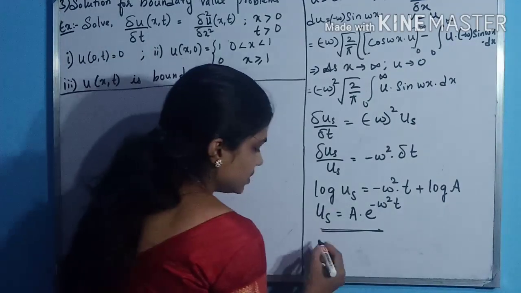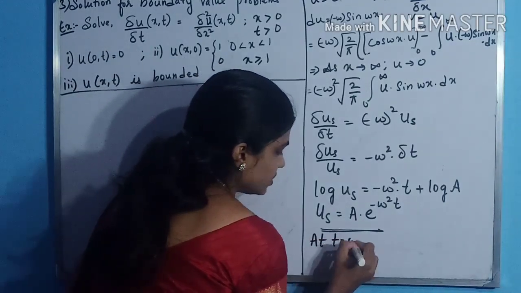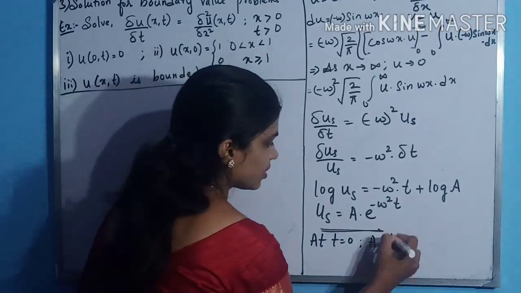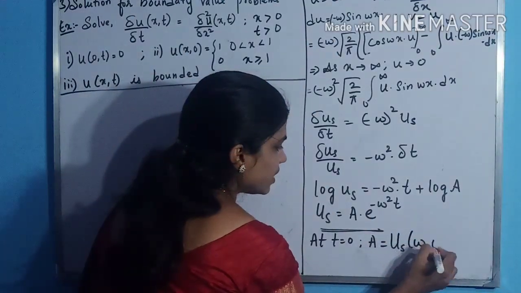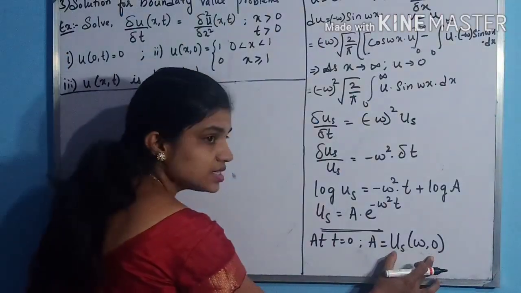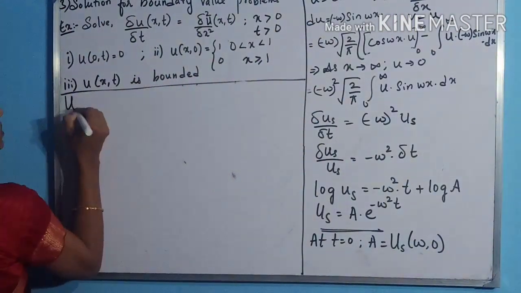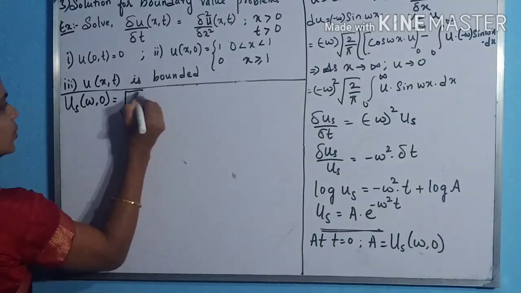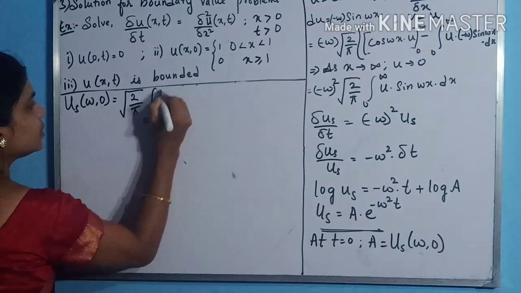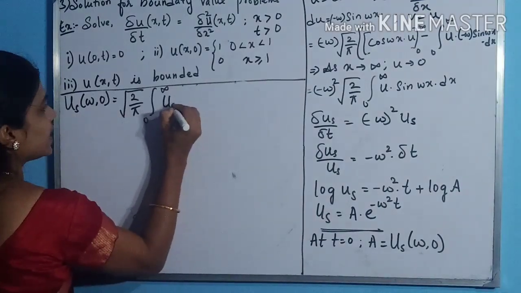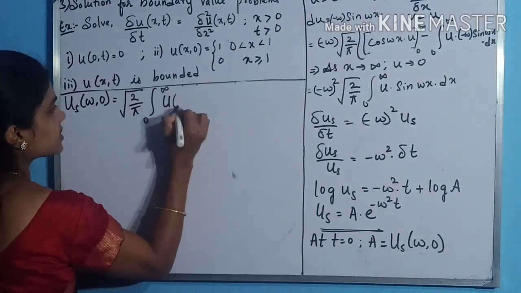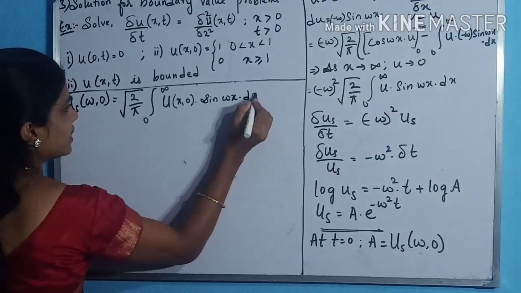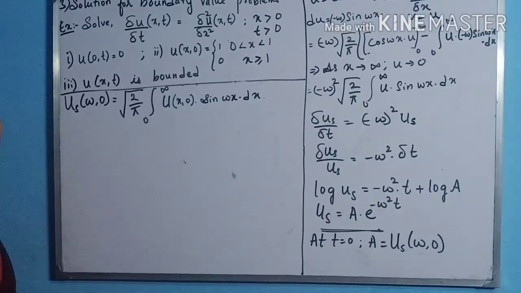Now at t equal to 0, we have a is equal to us of omega 0. Now what is us of omega 0? Us of omega 0 is equal to root 2 by pi integral 0 to infinity u of x 0 into sine omega x dx. Okay.